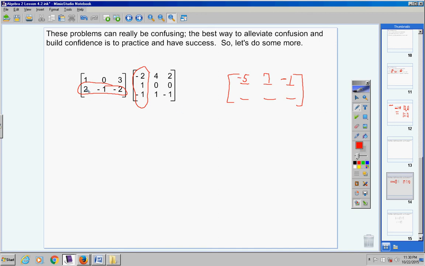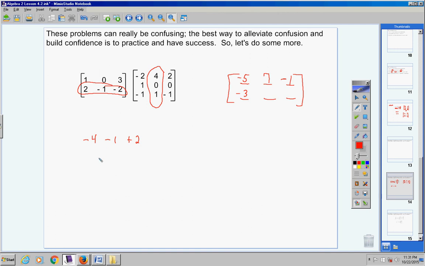Well, we're back to our next row times our first column. So first number times first number, then my next number times my next number, and then next number times next number. If you combine those numbers, you will get a -3. Alright, let's continue on. Now we'll take this row times the next column.